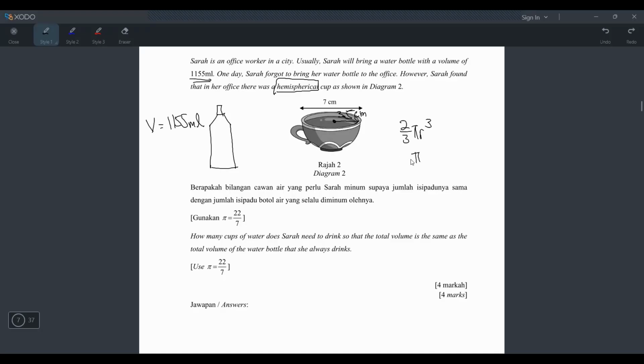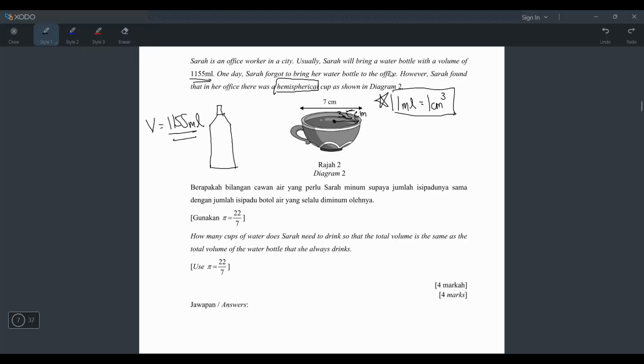But we have an issue here because the unit is not the same. This one is 1155 ml, but this one, if you use this formula, the answer will come out in cm cube, right? So this is in ml, this is in cm cube. So how? Very important, you need to know how to convert cm cube to ml. 1 ml is equal to 1 cm cube. This one I put a star here, very important.